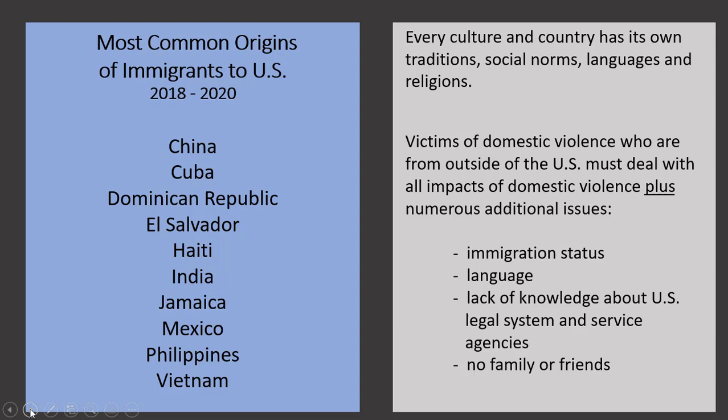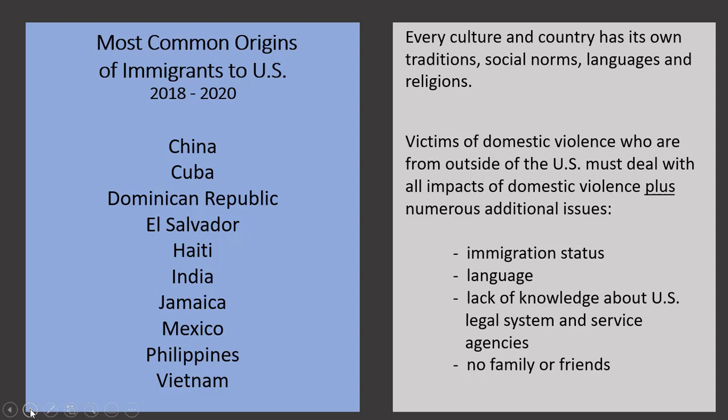Of course, we know that people immigrate to the United States from all over the world. And in every culture and country, there are their own traditions, their own social norms, languages, customs, and religions. Some countries have numerous languages spoken in just one country. Some countries, like the United States, have people who practice hundreds of different religions.